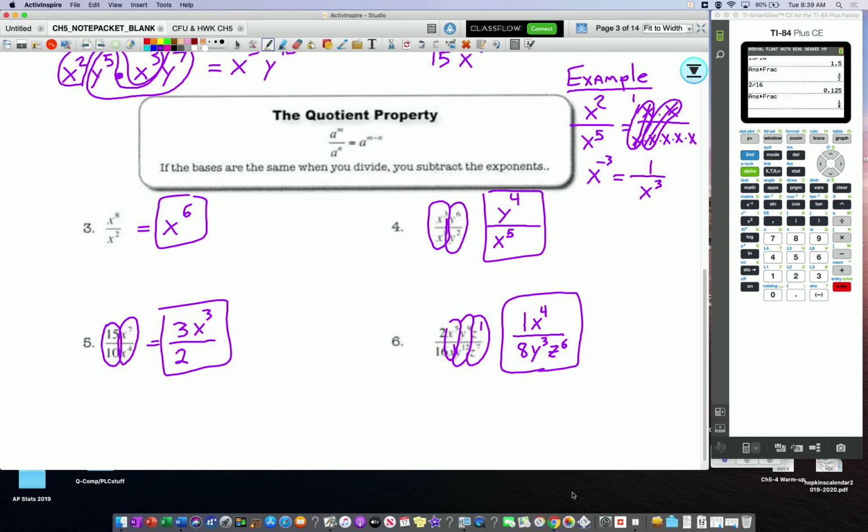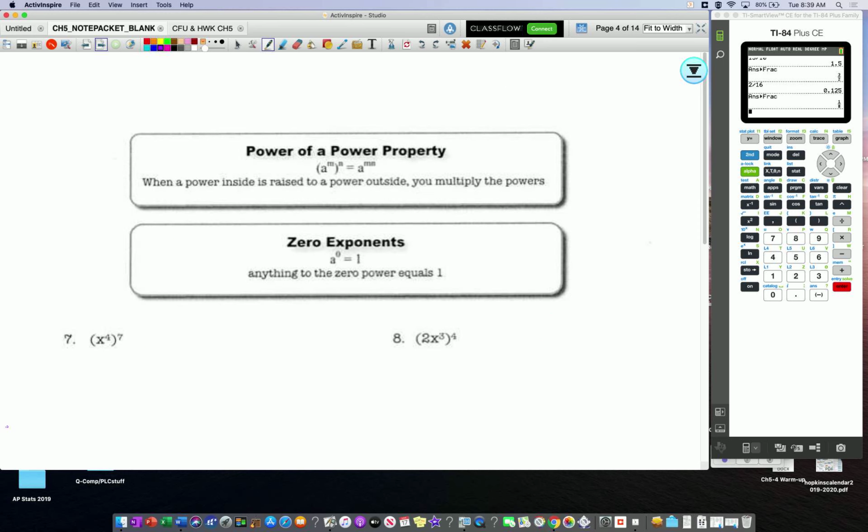All right, that takes care of the first page. Let's flip to the second page and talk about 2 more rules. What if you have an exponent being raised to an exponent? This is called the power of the power property. How does this actually work? So if we think about this, if I have something like x squared and I'm raising it to the 3rd power, what it means is x squared times x squared times x squared.